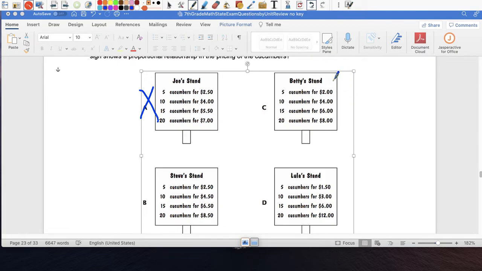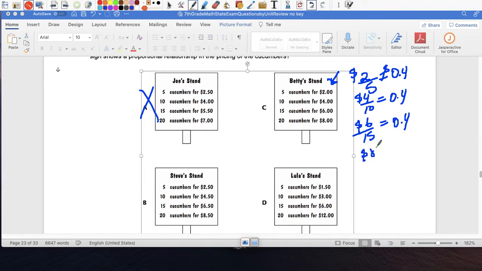So again, if you do y over x, you can just divide $2 by 5 cucumbers, and that gives you 40 cents per cucumber. 10 cucumbers, $4. Again, $4 divided by 10 cucumbers is obviously 0.4 again. About 15. If you pay $6, you take 15 cucumbers. Does that still give you 40 cents? Yes, it does. The last one, $8, 20 cucumbers. 8 divided by 20, and look at that. Every cucumber in this stand was 40 cents. So this is the right answer. Okay.